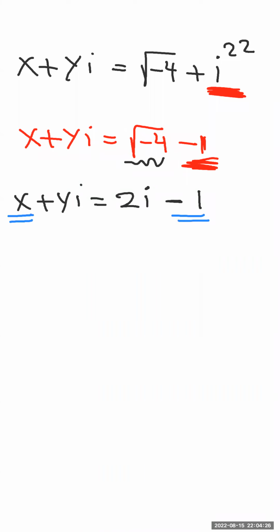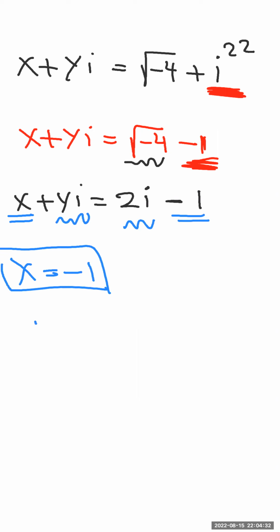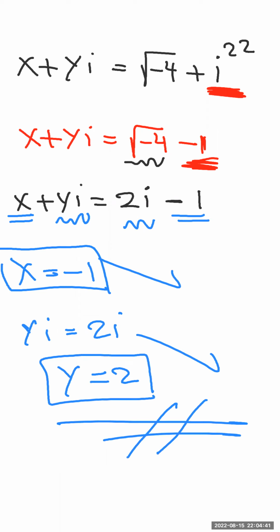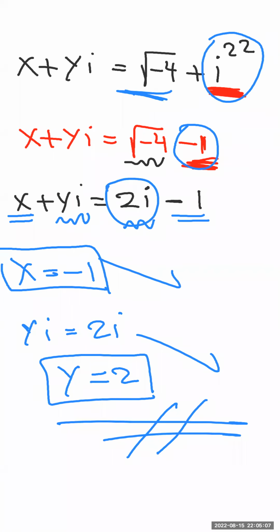Real equals real, x equals -1. Imaginary equals imaginary, y equals 2i, so y equals 2. X and y done. Okay, guys, clear? So in the beginning, we have to finalize any process first so that we can judge which one is the real and which one is the imaginary. Not to do it like this. This one is imaginary? No, this one is -1, it's real. Correct? But this one, it's 2i, it's the imaginary.